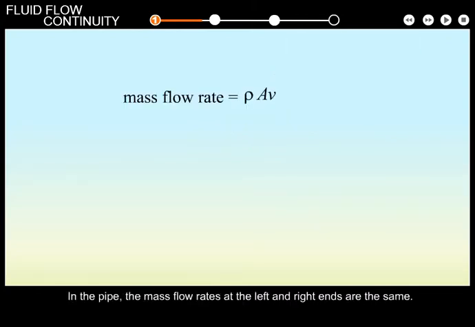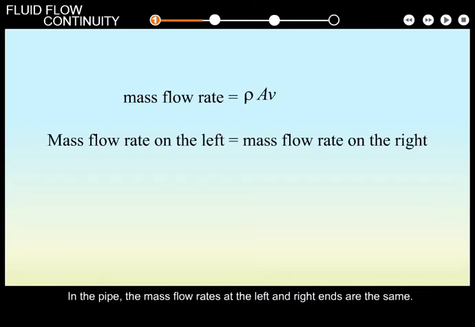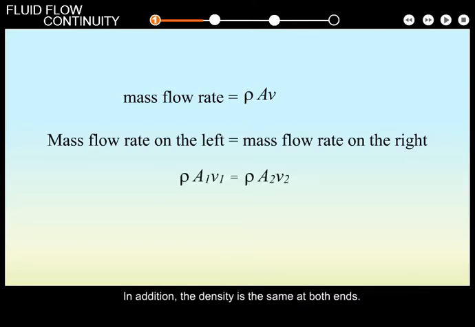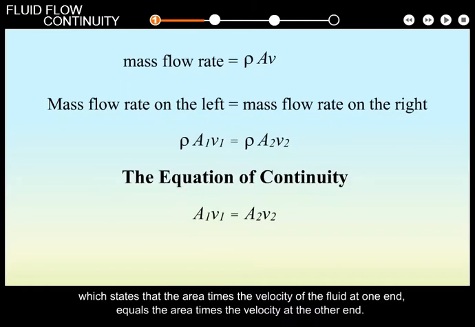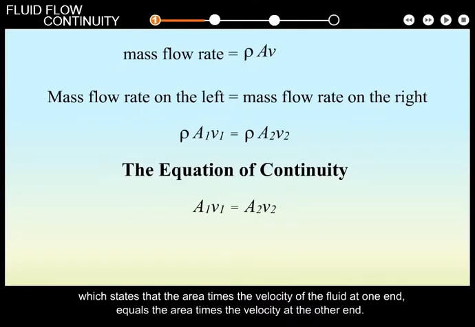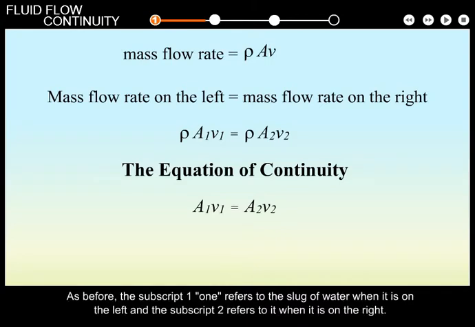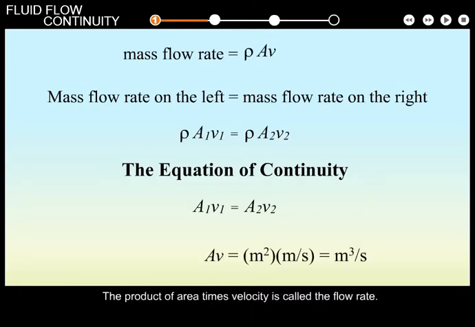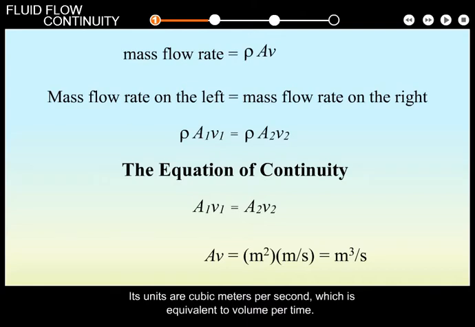In the pipe, the mass flow rates at the left and right ends are the same. In addition, the density is the same at both ends. This allows us to derive the equation of continuity, which states that the area times the velocity of the fluid at one end equals the area times the velocity at the other end. As before, the subscript 1 refers to the slug of water when it is on the left, and the subscript 2 refers to it when it is on the right. The product of area times velocity is called the flow rate. Its units are cubic meters per second, which is equivalent to volume per time. Thus, it is also called the volume flux.